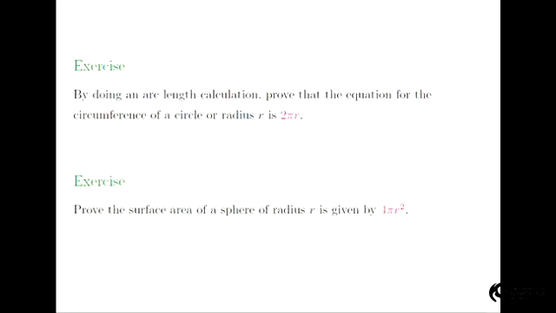Here are a couple interesting exercises for intrepid individuals. Do an arc length calculation to prove that the equation for the circumference of a circle of radius r is 2 pi r. How did these Greek geometers determine these equations for the areas and circumferences of certain shapes? We developed the equation for the volume of a sphere last week, and it did require some non-trivial mathematics. We had to do a triple integral over a region in a different coordinate system. So why don't you give that a try? How would you do this?